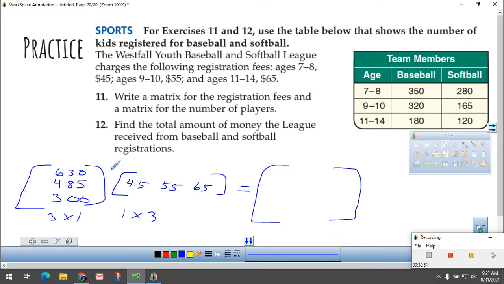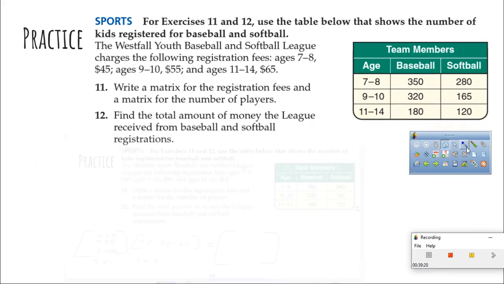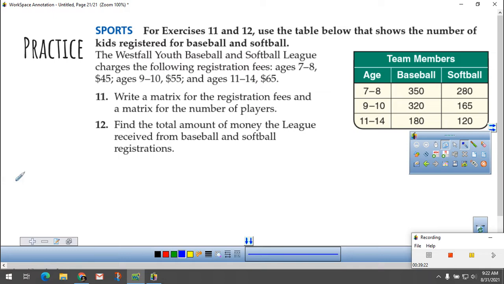Or, better than that, what I'm going to do is flip them around, because when I multiply this, it's not going to add them up for me like I want. So instead, I'm just going to flip it around one more time. And so instead, I'm going to put the registration fees first, so 45, 55, and 65. And that's a 1 by 3 matrix.